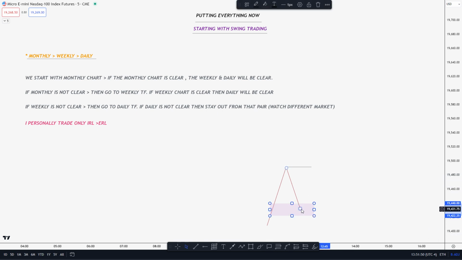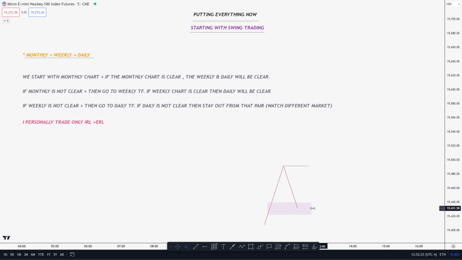Why is monthly clear? Because we understand that the market is at a key level, and the key level is right now the monthly bullish fair value gap. So we can look for the bullish move for the upcoming week or month. So if the monthly chart is clear, the weekly and daily will be clear as well, because if monthly is going to trade bullish in this example, then of course weekly and daily will also align with this monthly, right?